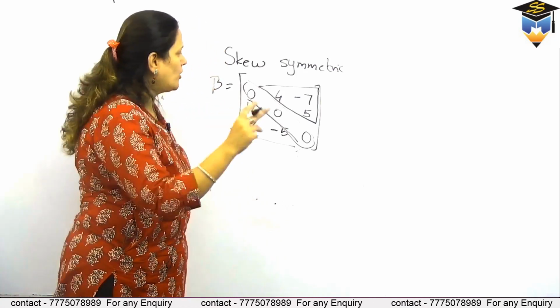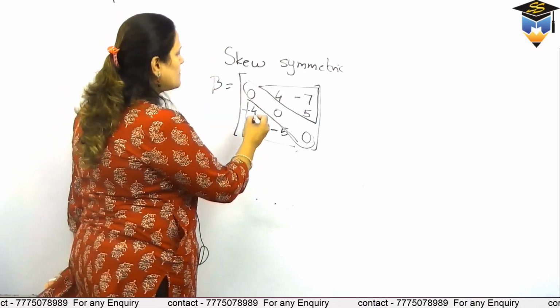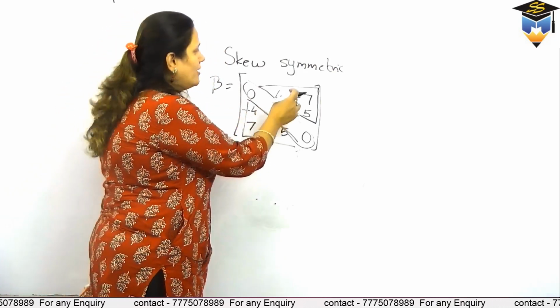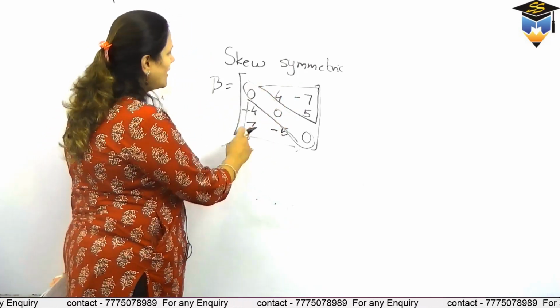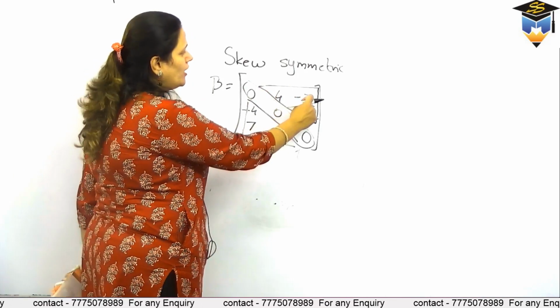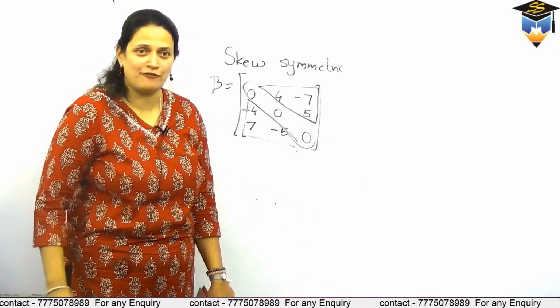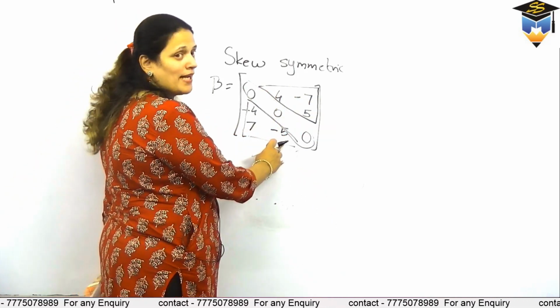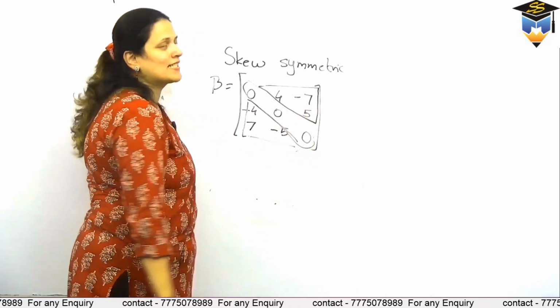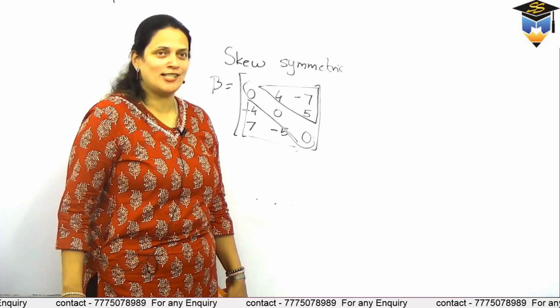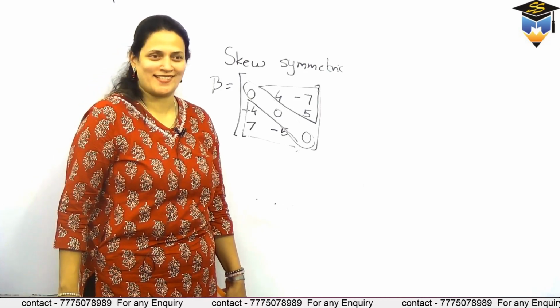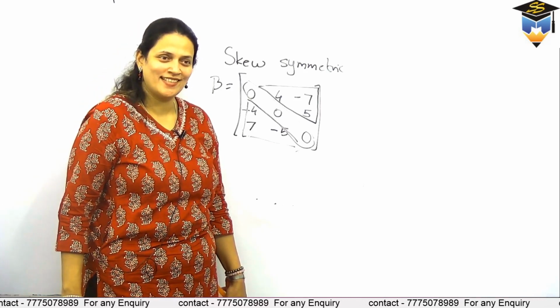In this case, minus 4 in the lower triangular, but in the upper triangular it is plus 4. The sign has changed. Here it is 7 in the lower triangular, in the upper triangular it is minus 7. Again, minus 5 in the lower triangular, plus 5 in the upper triangular. So this is the concept of skew symmetric matrix. Alright?